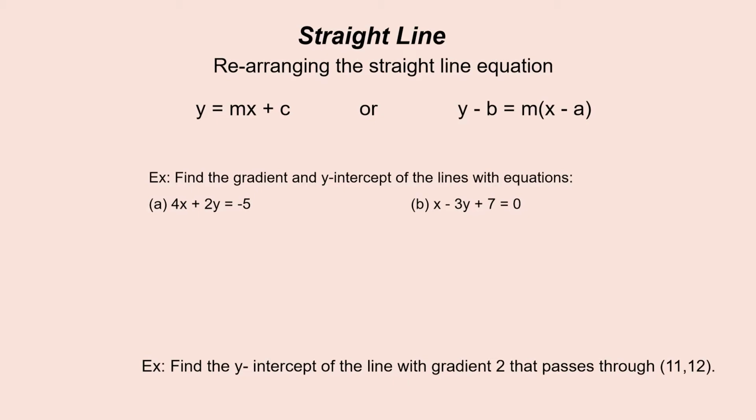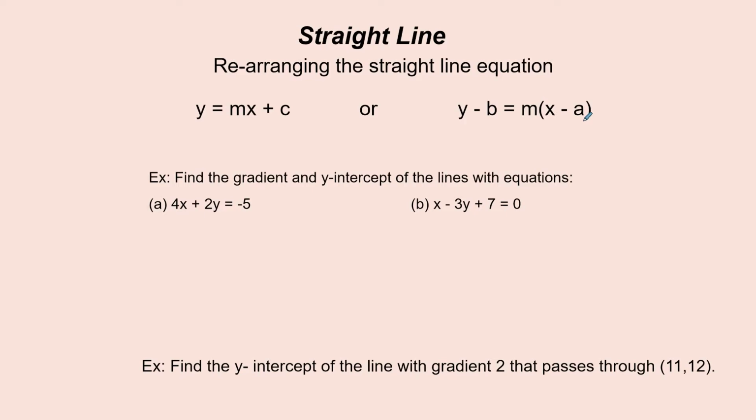Now, there are two different common equations or structures that you use to find the equation of a straight line: y equals mx plus c, or slightly more complicated looking but probably more useful in some instances, y minus b equals m bracket x minus a. Now, we can use these in various ways, and we're going to see that in these questions here. So we're going to just jump straight in.